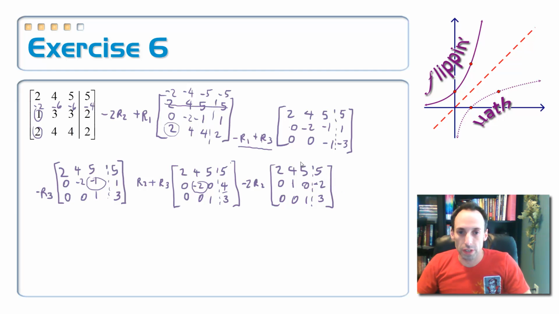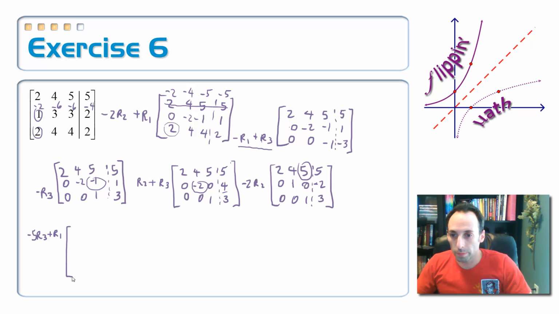Now I have to get rid of this 5. To get rid of the 5, I can only use the bottom row, and I'm going to have to multiply that by -5. So a -5 row 3 plus row 1 to replace row 1. I go back here and take the bottom row times -5, so it's a -5 and a -15. Add that up with the top row. 2, 4, 5 minus 5 is 0, and 5 minus 15 is a -10. Everything else stays the same. And 0, 0, 1, 3.